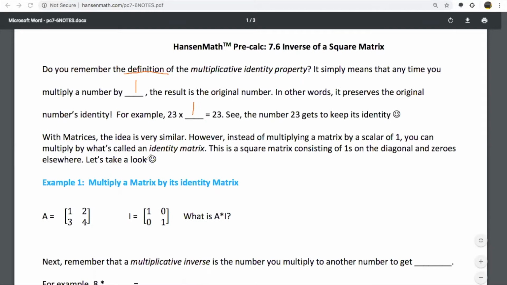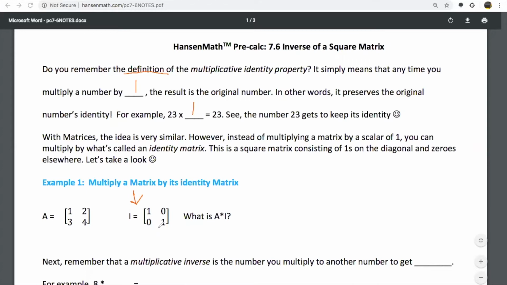With matrices, the idea is very similar. However, instead of multiplying a matrix by a scalar of 1, you can multiply by what's called the identity matrix. The identity matrix is a square matrix consisting of 1s on the diagonal and 0s elsewhere, such as right here in example 1. This is the identity matrix with 1s on the main diagonal and 0s elsewhere.